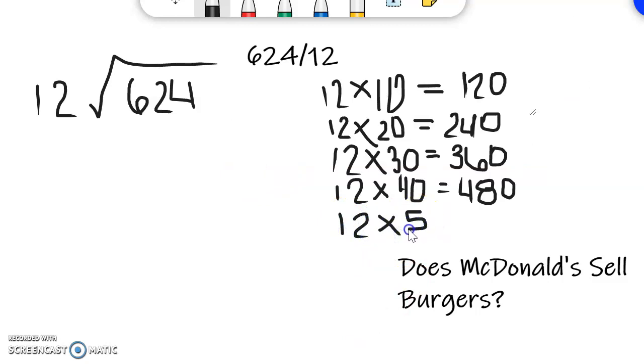The next benchmark number would be 12 times 50. Now, if you guys haven't guessed it, I'm trying to get as close to 624 as possible without going over. So 12 times 5 is 60, and then I count the zeros and I see I have 1 zero remaining, so I'm going to add it on the end. So 12 times 50 is 600. So I'm getting really close to 624.